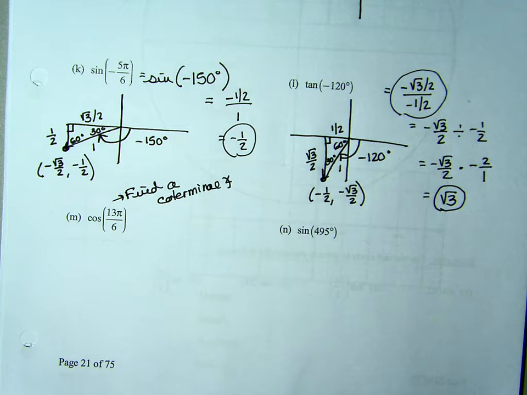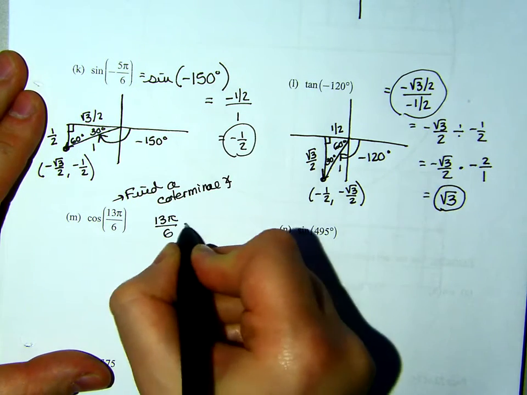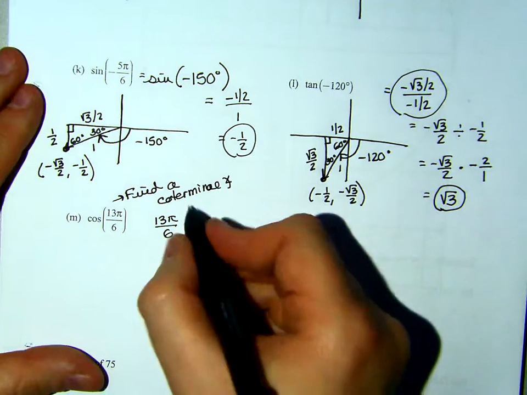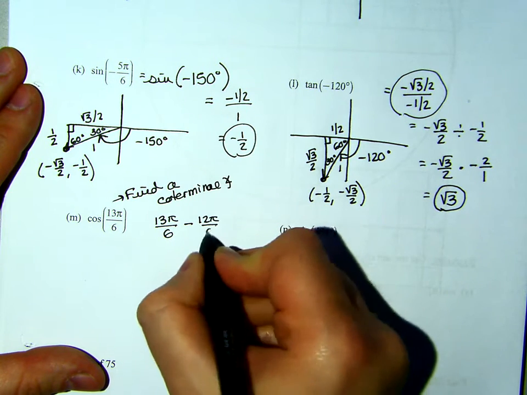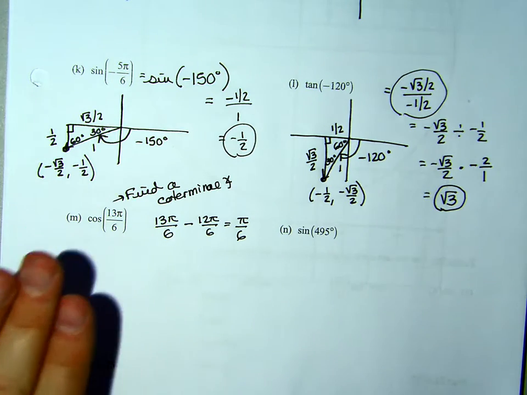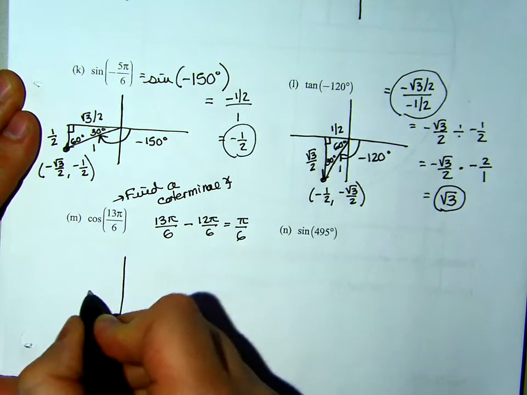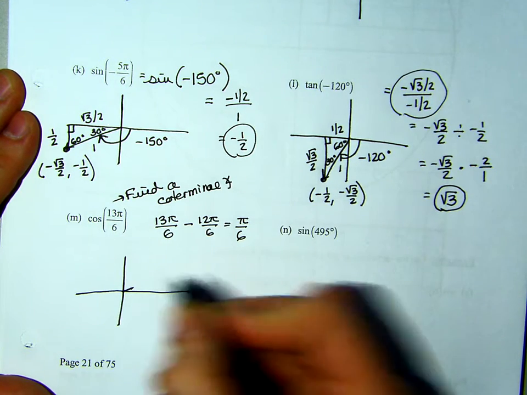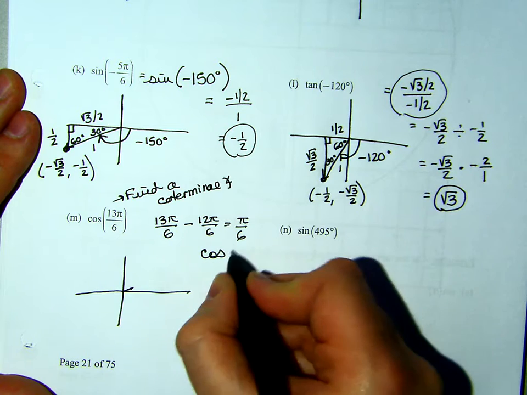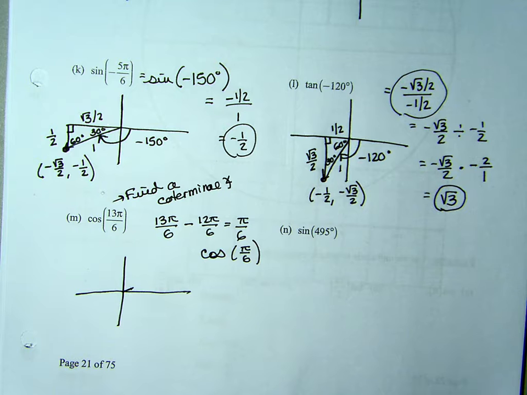Where did you just get pi over 6, Philip, from? So let's do that. I've got 13 pi over 6. We can subtract 2 pi, but getting a common denominator, 2 pi is 12 pi over 6. This is not a difficult angle. For other angles, though, yes, you will need to. So I know that pi over 6, well, first of all, the problem has now become the cosine of pi over 6. And pi over 6 is what in degrees? 30 degrees.